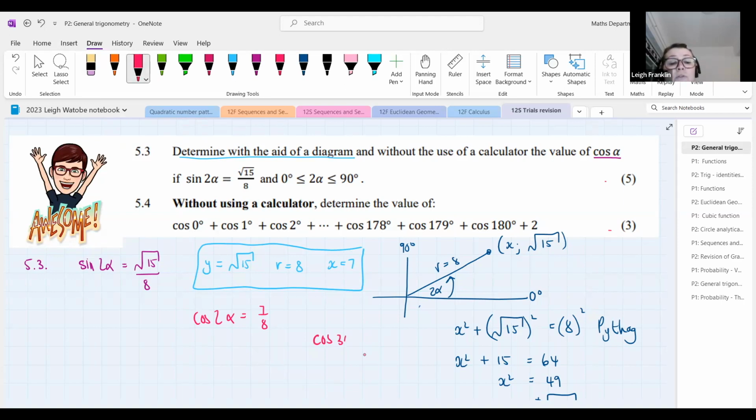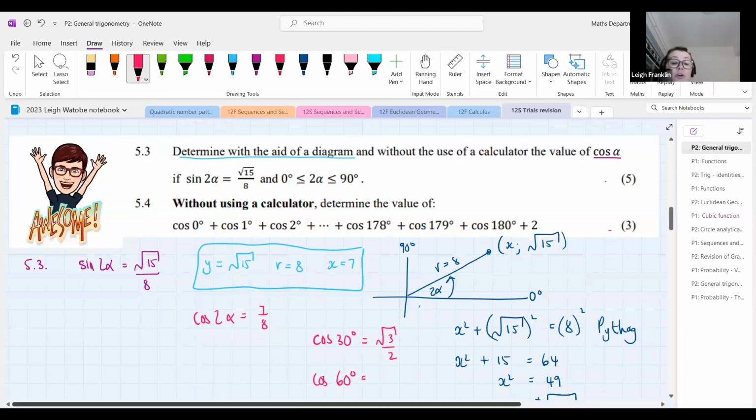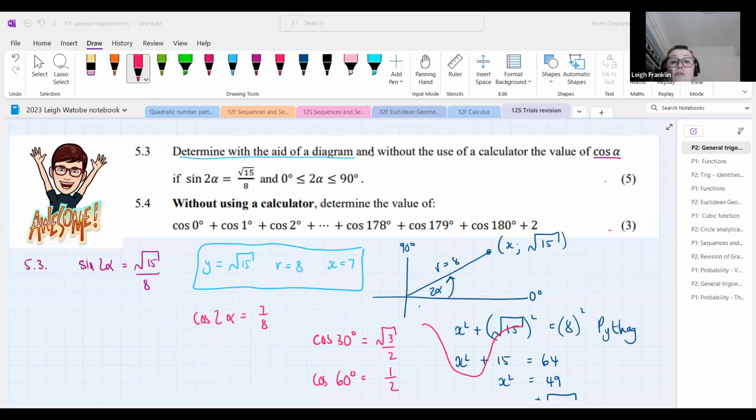So think about it. The cos of 30 is root 3 over 2. What is the cos of 60? I've doubled the angle. Do I double the ratio? The cos of 60 is equal to 1 over 2. So if I double the angle, can I double the ratio? No, I can't, because I'm working along a curve. So that doesn't work. Now I need to start thinking about my formula sheet.